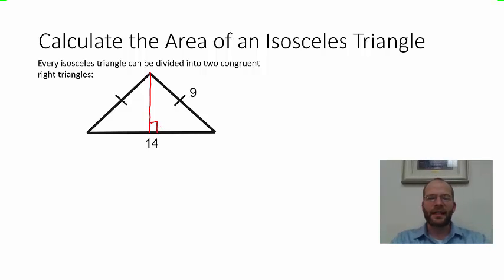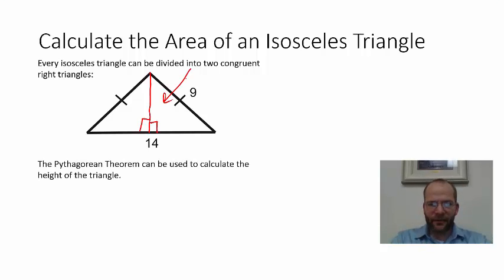And you can see that that altitude divides the isosceles triangle into two right triangles. So when we look at the right triangle, let's just focus on the right triangle on the right side. Once we have that right triangle, we can use the Pythagorean theorem to calculate this height. How do we do that?